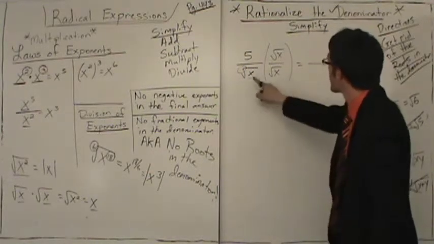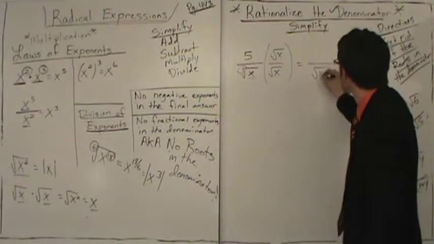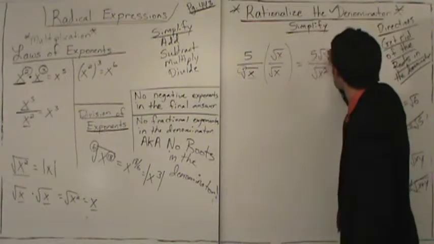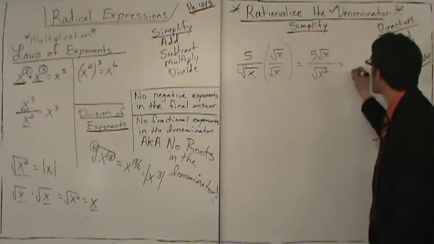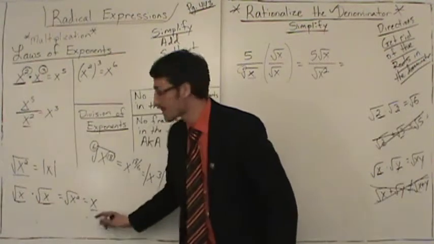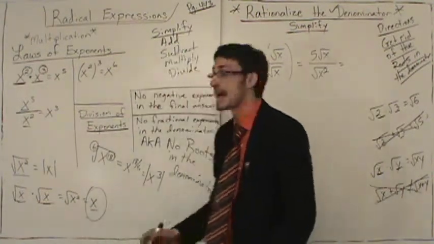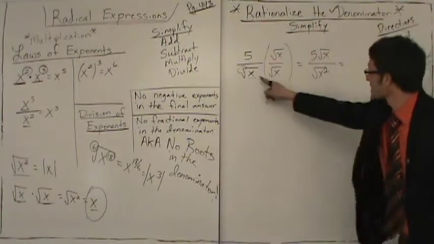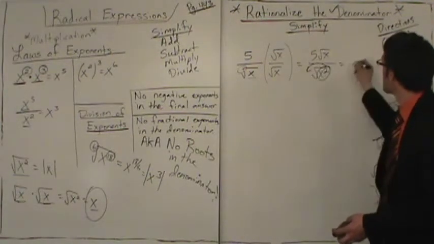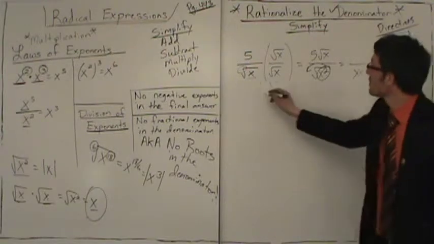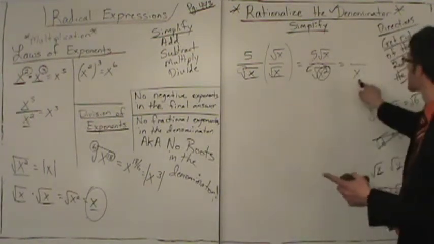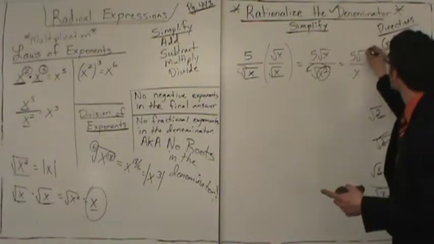and what is this going to create in the denominator? Root x times root x gives the root of x squared, and on top we get 5 root x. Remember, root x times root x does not get absolute value, so we just get x. You can think of this as taking a pair of x's out, giving just x, or as root x times root x, the root cancels out, leaving just x. And on top we have 5 root x, and we're done.